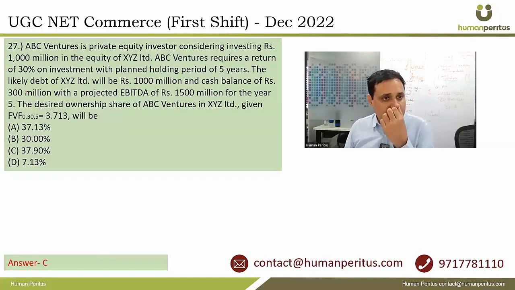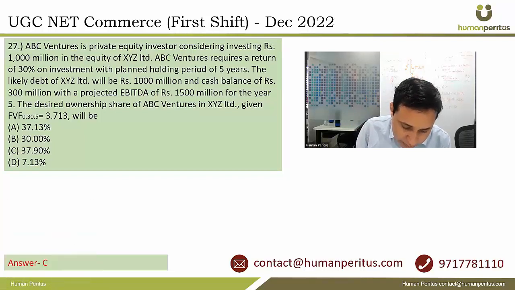Next one. ABC Venture is a private equity investor considering investing rupees 1000 million in the equity of XYZ Limited. ABC Venture requires a return of 30% on investment with a planned holding period of 5 years. The likely debt of XYZ will be 1000 million and a cash balance of rupees 300 million, with a projected EBITDA of 1500 million for year 5. The desired ownership is what? Given that the future value factor for 0.30 and 5 years is 3.713.